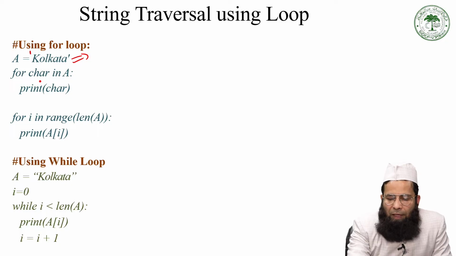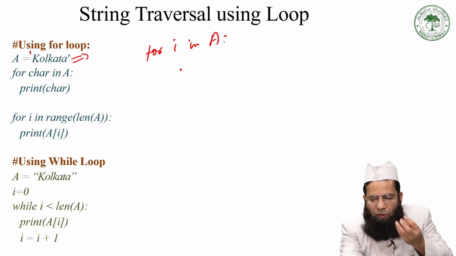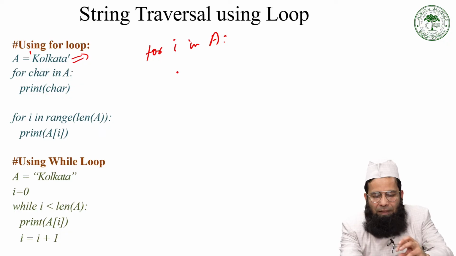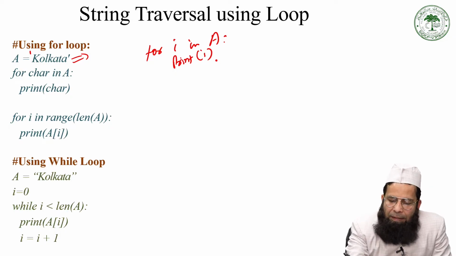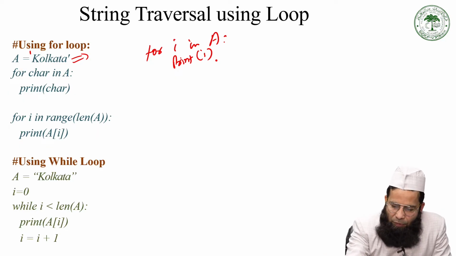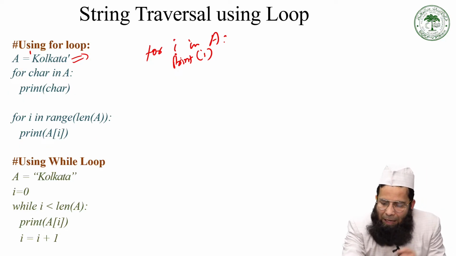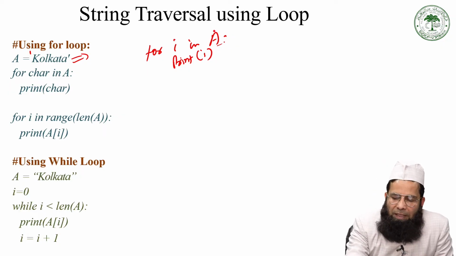If I need to access this string, I will write for I in A, right? So I can read individual characters from string A, and I will write print I. It would give me K, then O, then L, K, A, T, A, and so on, in this way. So I'm reading individual characters from this string A.